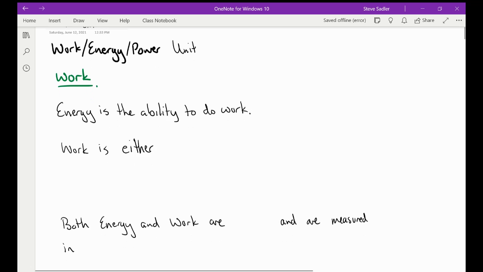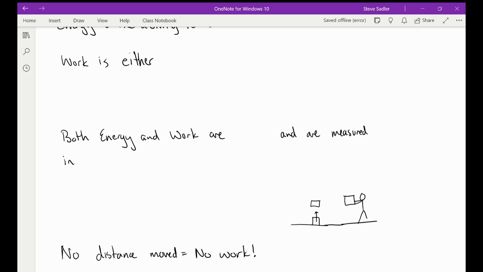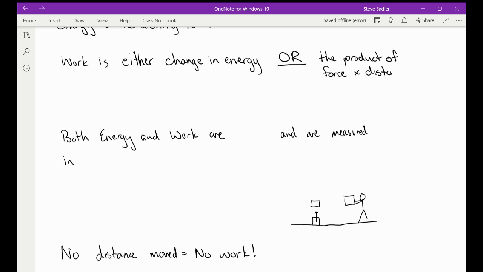So work is either the change in energy, or you can think of the definition as the product of a force times distance. So this is going to give us two different formulas. The first one is work is equal to change in energy. It's actually the work energy theorem, and we will get a little bit into that later on.